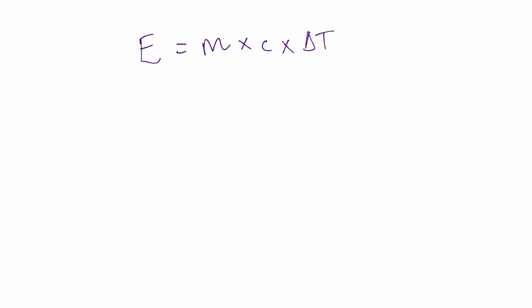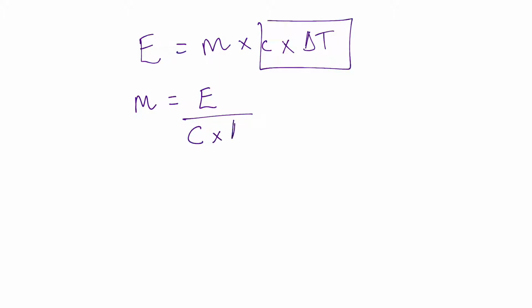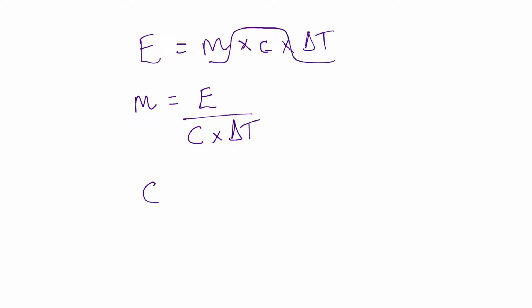So the mass equals the energy divided by the specific heat capacity times the temperature change. If we want to find the specific heat capacity, we need to remove the mass and the delta T, the change in temperature, and we want to move it to the other side by dividing through. So C equals energy divided by mass times delta T.